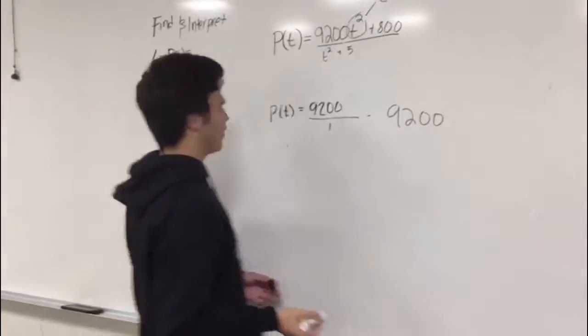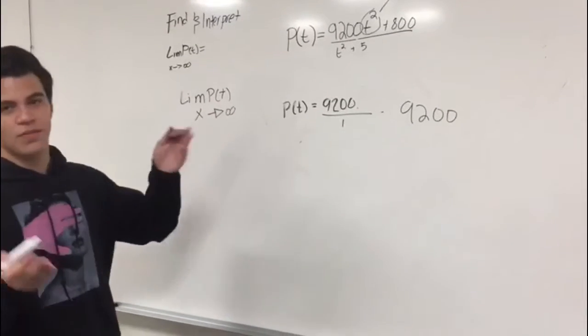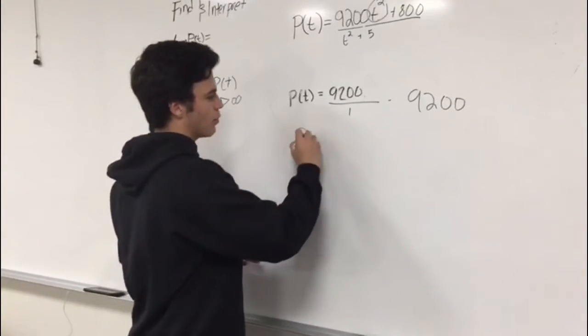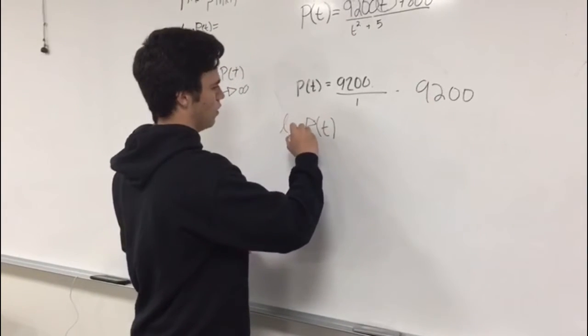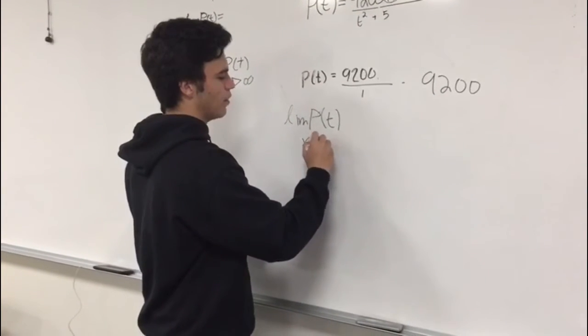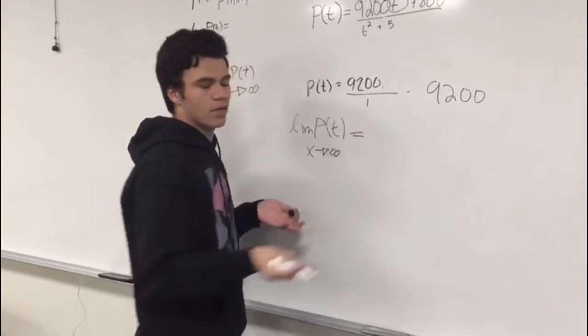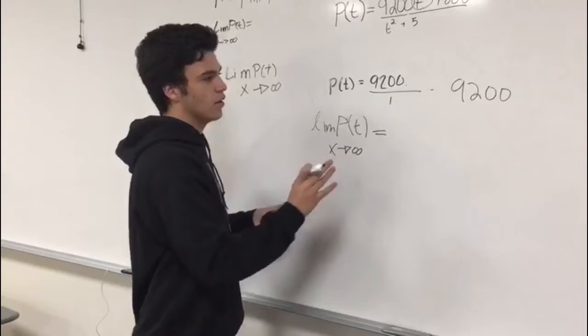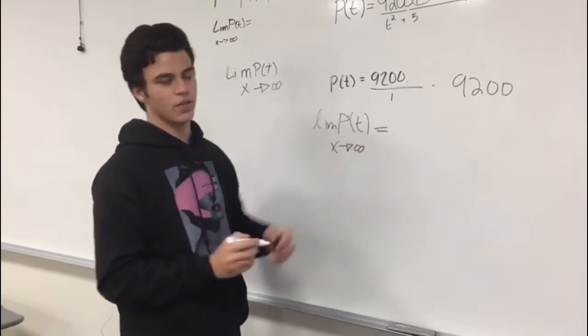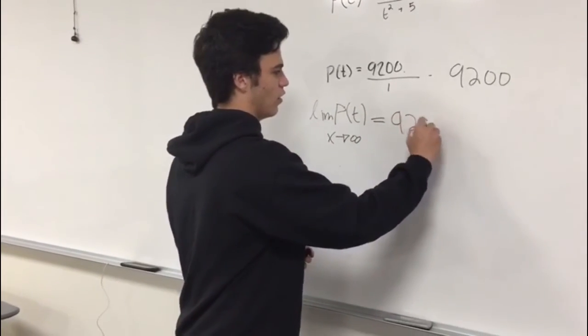What this means is that when the time, or t, reaches infinity, the population will eventually reach a point where the population equals 9,200. This can be because of whatever reason, maybe it's a food shortage or whatever thing, but the population, when t goes to infinity, will eventually reach 9,200, which is our final answer.